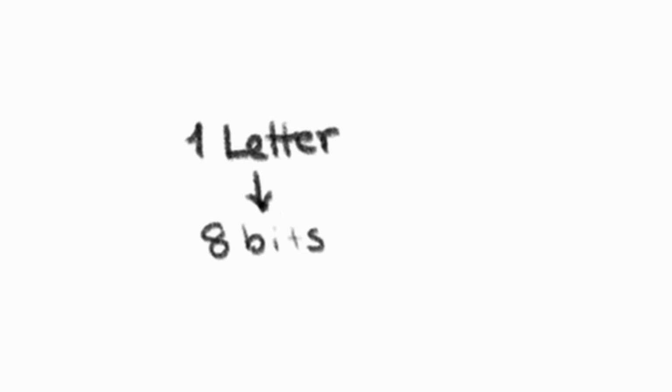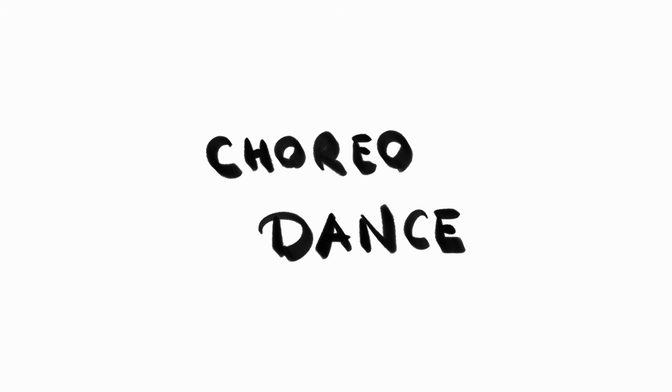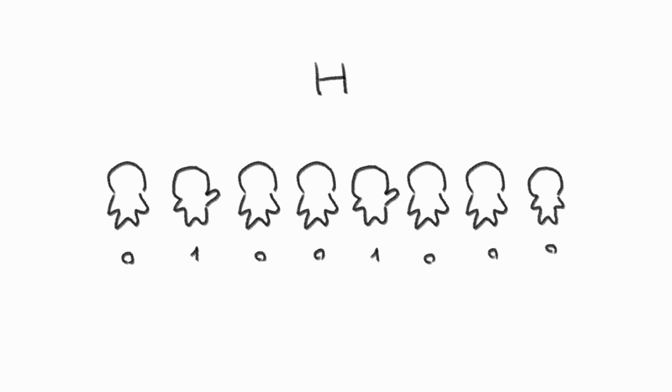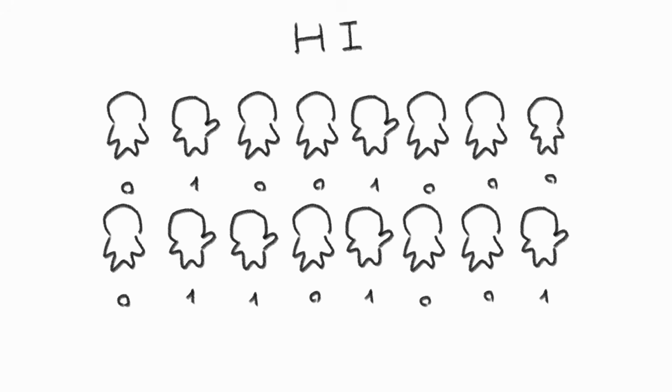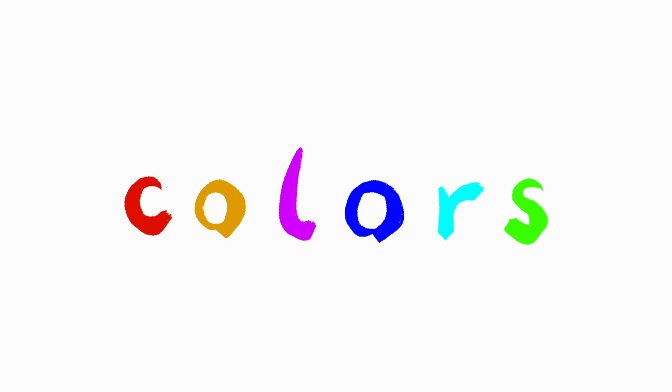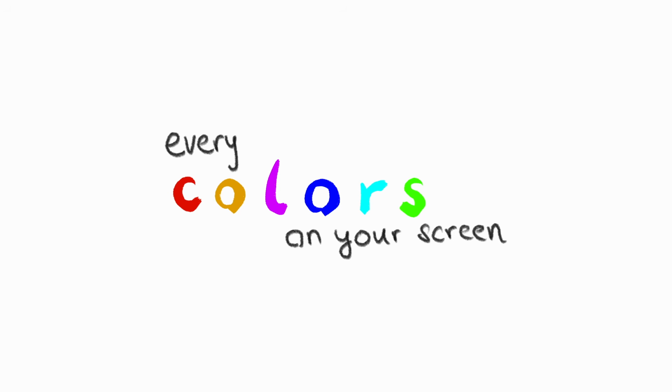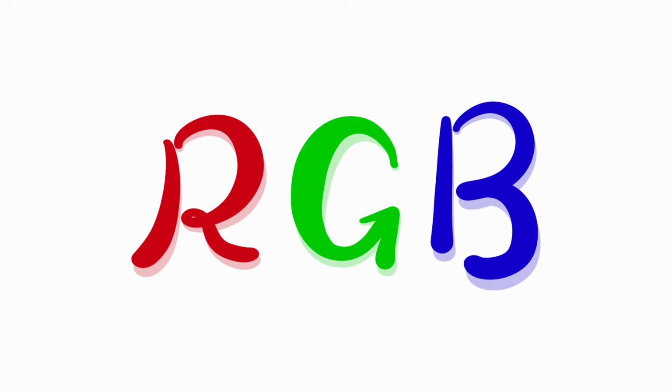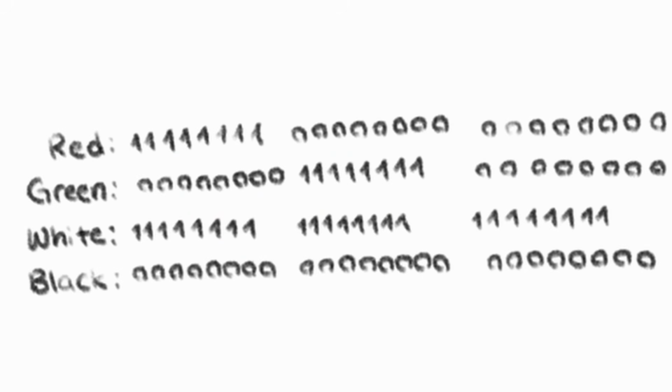For example, each letter is 8 bits, 1 byte long. So each letter has a different set of binary code, for example like these. To say hi, these students perform a choreographed dance for H and for I. Another example is colors. Every color on your screen is made by mixing red, green, and blue, RGB. And this is the code for red, green, white, and black.